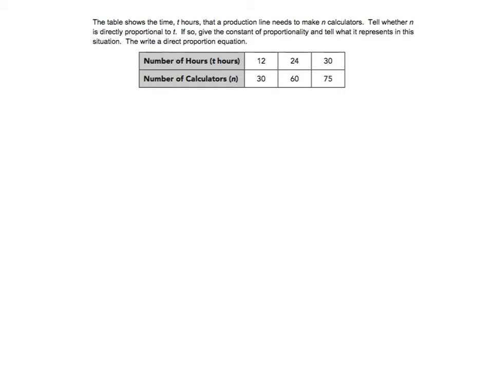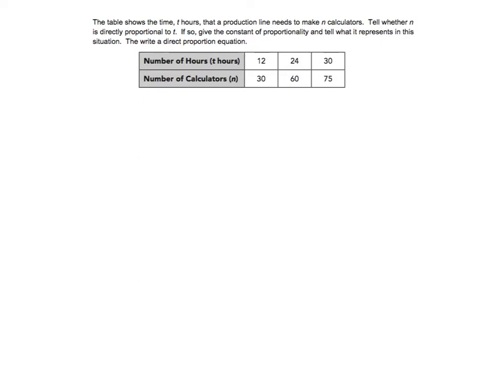So let's figure out what we have to do here. It says tell whether n is directly proportional to t. So we want to know, is the number of calculators proportional to t? If it is, give the constant and tell what it represents in this situation. Then write the equation. Okay, so the first thing we have to do is say yes or no.